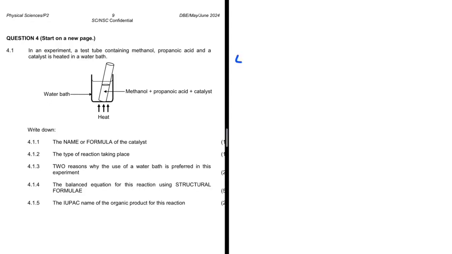Okay, so which catalyst is required when we are trying to have esterification? The catalyst is H2SO4. That is the catalyst. The question says name or formula. So if you say sulfuric acid, that would also be fine. But in some instances, the question would say the name, and if you write H2SO4, it would be wrong, or it says the formula, and if you write the name, it would be wrong. Right, so there we go. That is 4.1.1. What about 4.1.2? The type of reaction taking place.